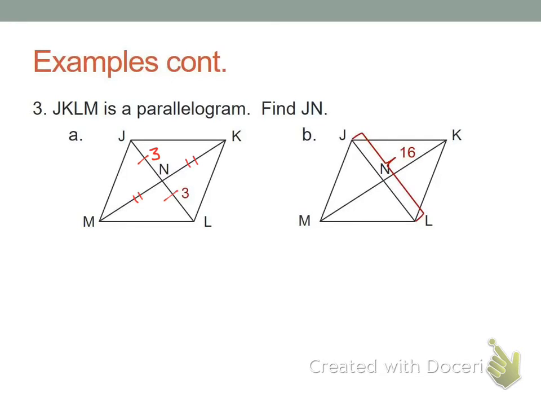All right, on 3B, does anybody think they know JN? Kylie? 8, very good. If we know that these have to be the same and that when they were put together it was 16, we just take half of that to get 8. Does that mean that MK is 16? No, we still don't know anything about the other diagonal except for that MN and KN would be the same. Questions about 6.2? Okay.